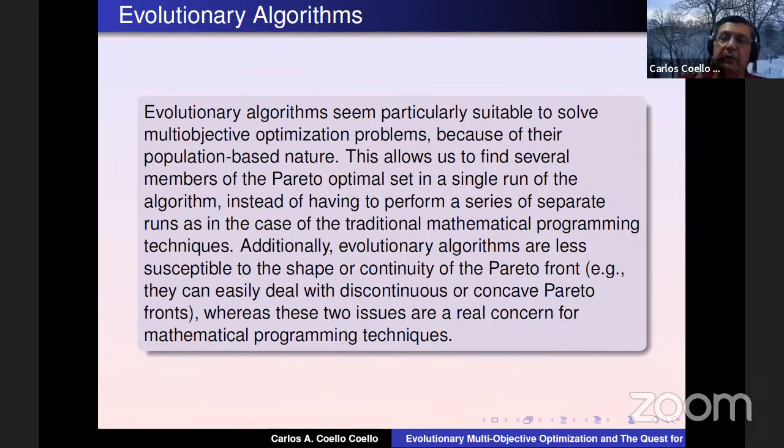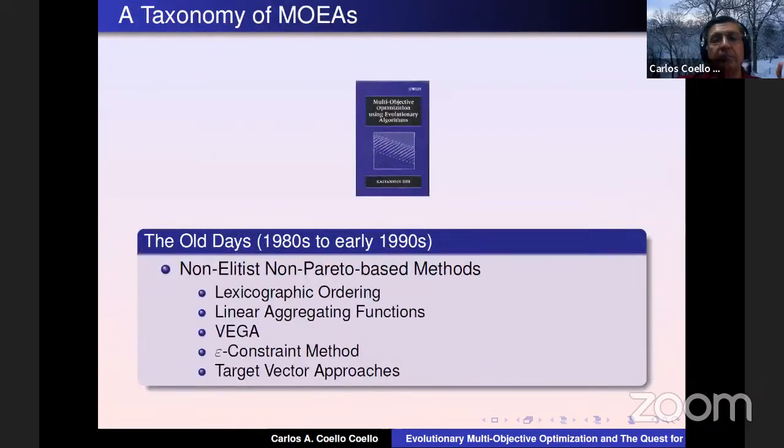Even if the Pareto front is non-convex or disconnected, this doesn't seriously affect the performance of an evolutionary algorithm that is solving a multi-objective optimization problem. This field started in 1985 with an algorithm called VEGA, the Vector Evaluated Genetic Algorithm, proposed by David Schaffer.